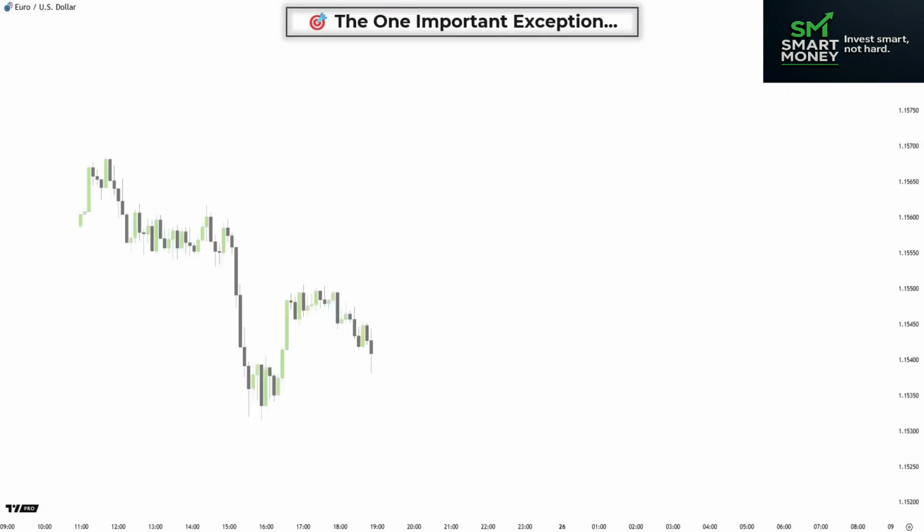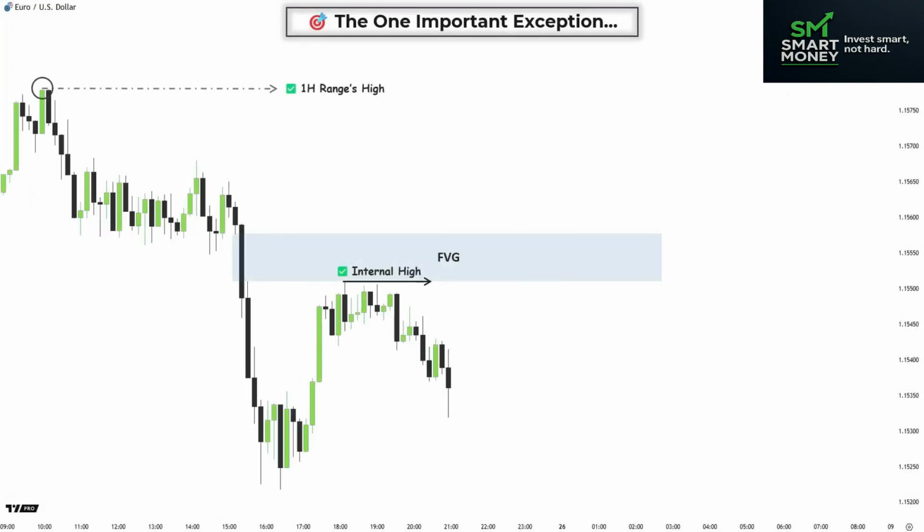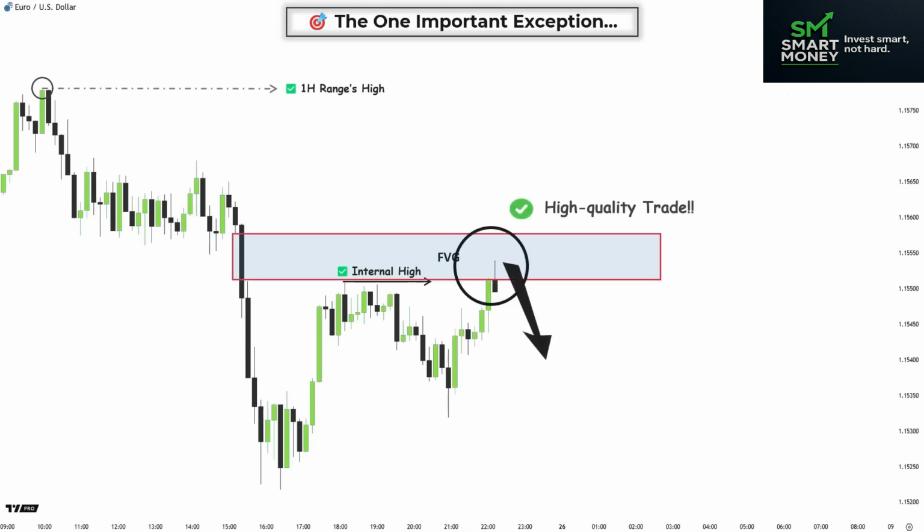There is one important exception that can create a high-quality trade opportunity. If price sweeps internal liquidity right before tapping into an unmitigated fair value gap on the opposite side, that significantly increases the probability of a sharp move toward the next external liquidity pool, especially when it aligns with the higher time frame trend. This is where internal liquidity acts as fuel, not as the final target.